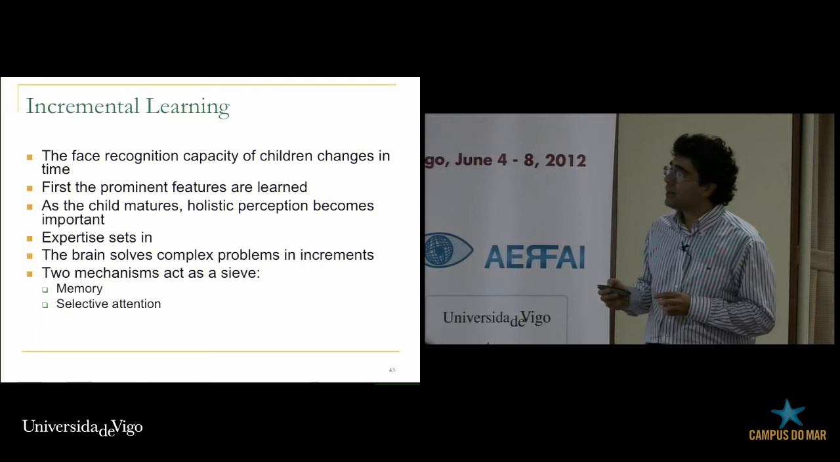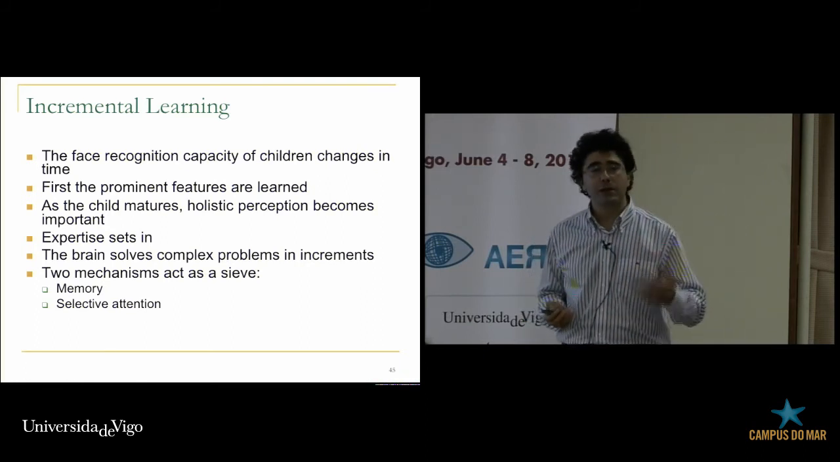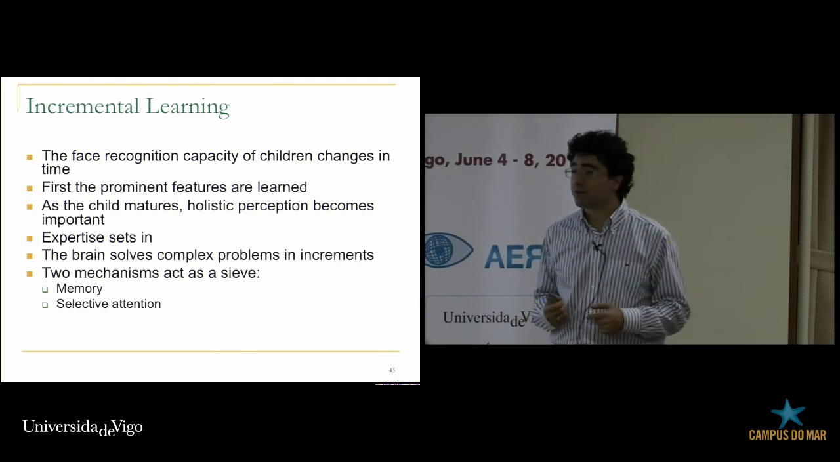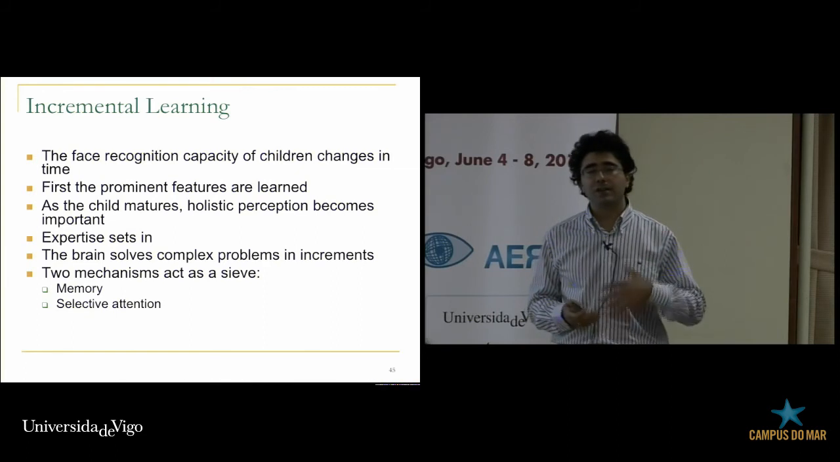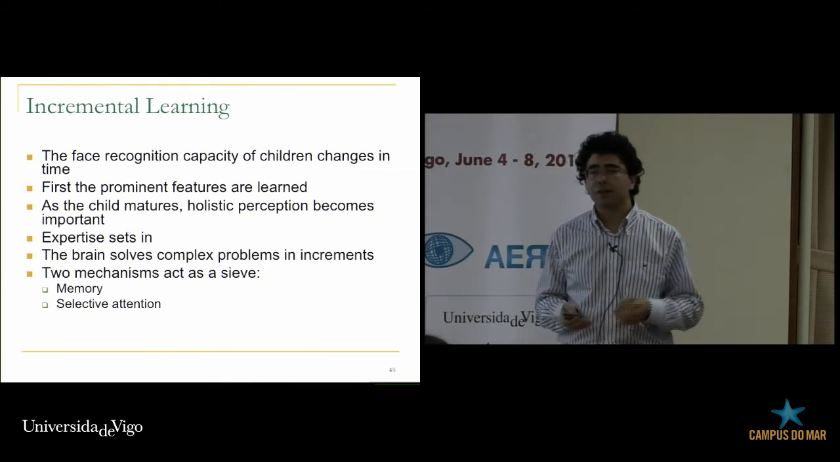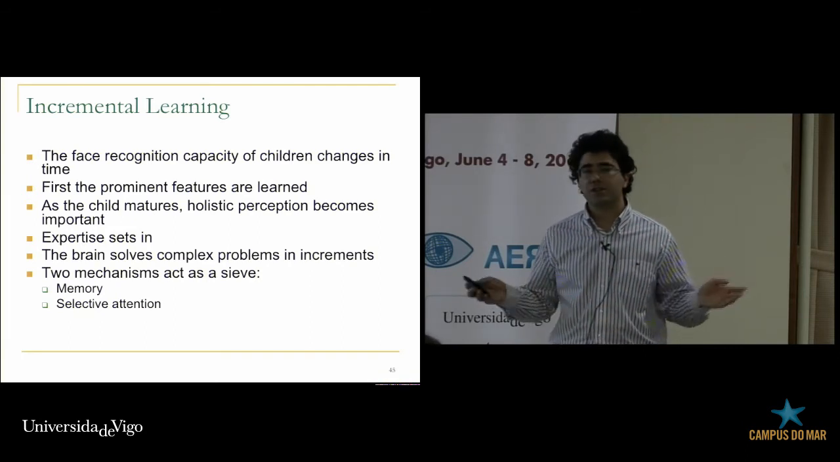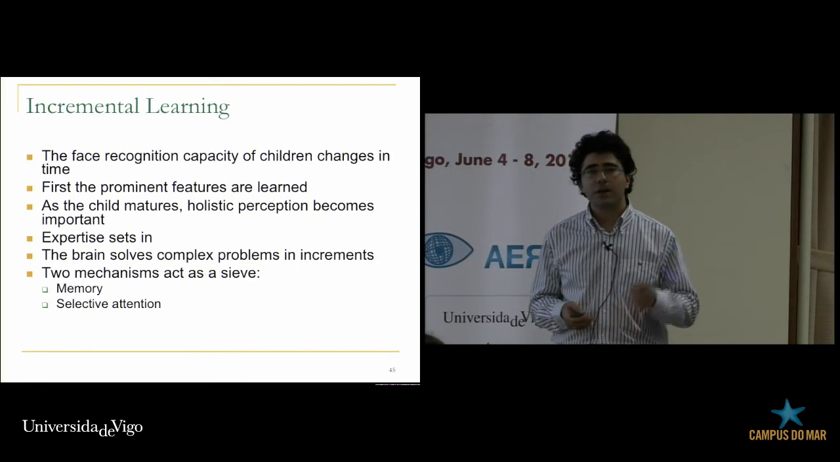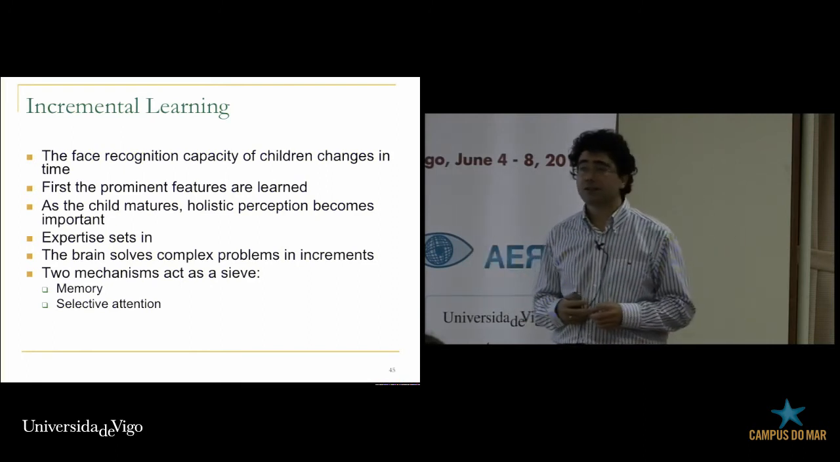But as the child matures, holistic perception becomes more important, and we learn that the hair is not so important anymore. So if you take an adult and measure the adult's face recognition or expression classification capabilities, the adult will disregard the hair. But if you formulate it as a generic pattern recognition problem, the hair has a lot of pixels in it, and it will be very salient, right?